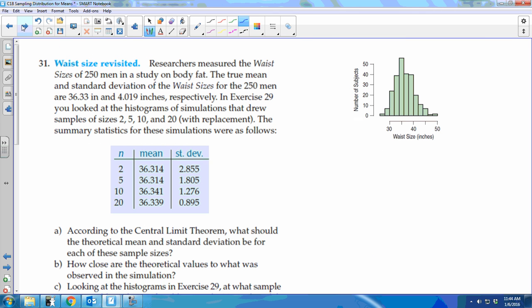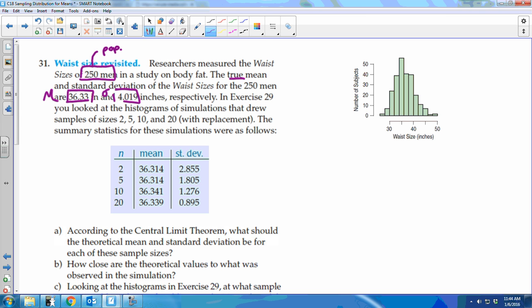So I'm going to do two examples. I'll breeze through some parts of them. It says researchers measured the waist sizes of 250 men in a study on body fat. The true mean and standard deviation of the waist sizes for the 250 men are 36.33 inches and 4.019 inches respectively. So they're telling you that the population is 250 men. They're telling you the mean and standard deviation for that population, because it says the true mean and standard deviation. That's for the 250, the population.